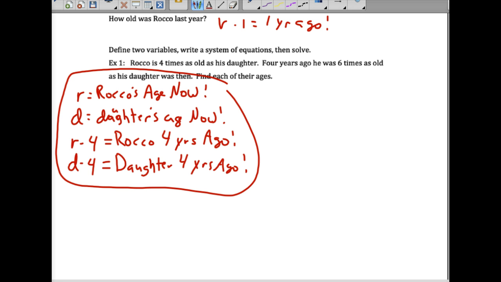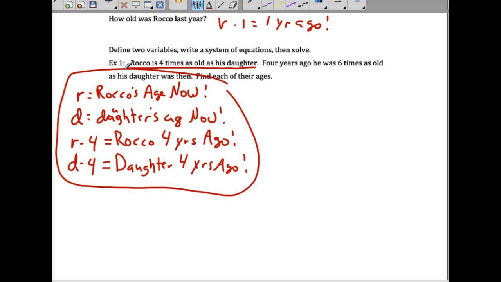Daughter, right now: D. How old was Rocco 4 years ago? R minus 4. Daughter 4 years ago: D minus 4. These are the things we're going to use to write our equations. And it's easier when you have them written down and you can see them. All right? Everybody try to write the first equation.